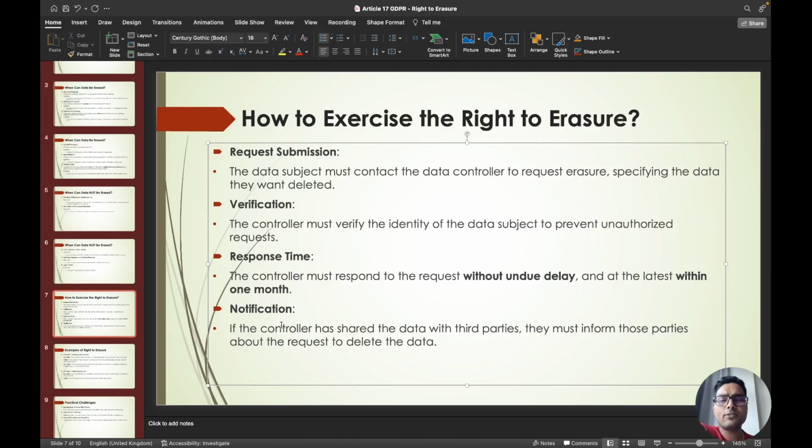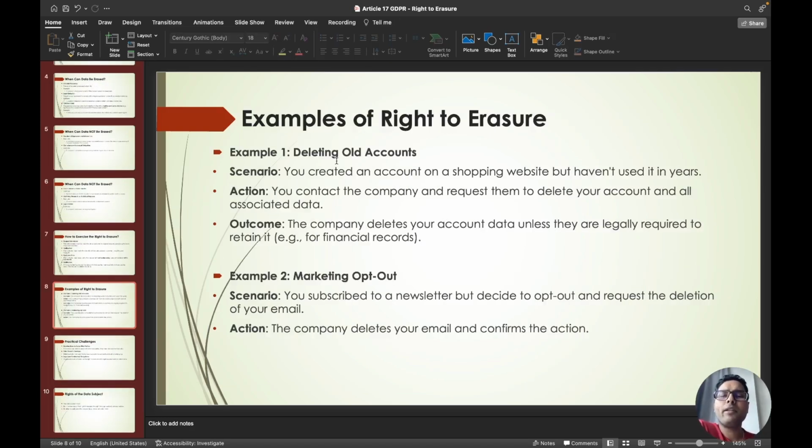Notification if the controller has shared the data with a third party. See, this is very important. Sometimes the data has been shared with third parties, because for the processing activity, the data controller is not a tech company, the processor is a tech company, and the controller shares the data with the processor. In such a situation, the controller needs to inform the data processor to delete the data as per the request from the data subject. This is the example of the right to erasure.